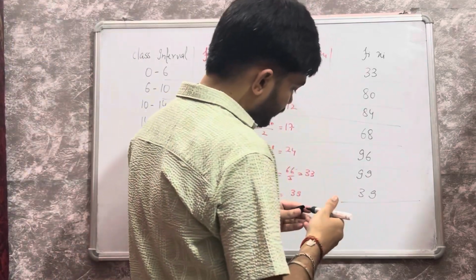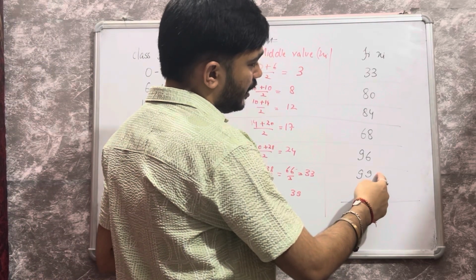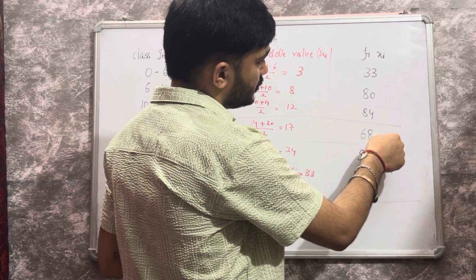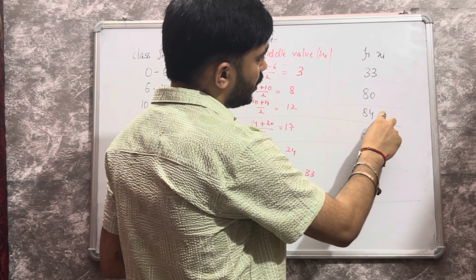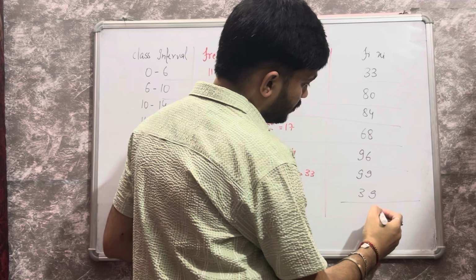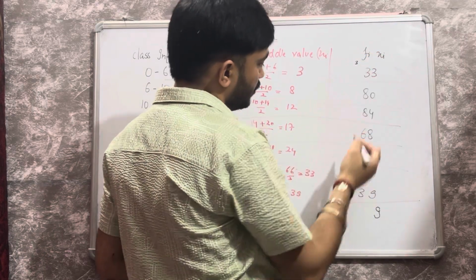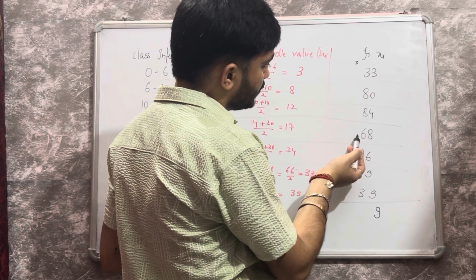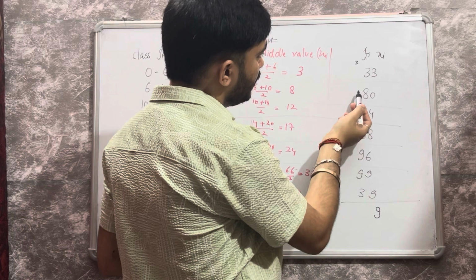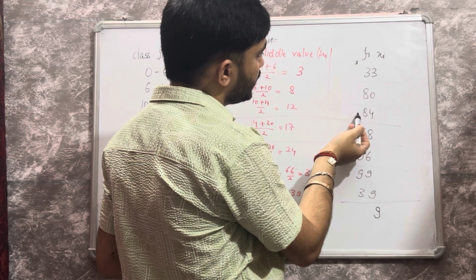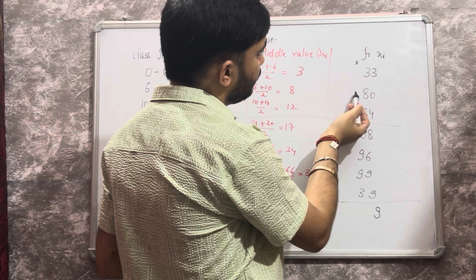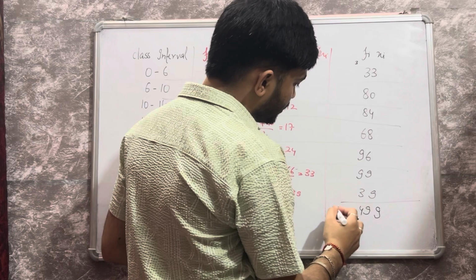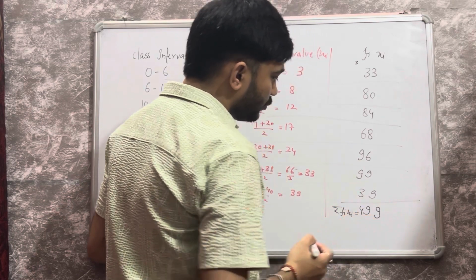Now let us look here. 33 plus 80 is 113, 113 plus 84 is 197, 197 plus 68 is 265, 265 plus 96 is 361, 361 plus 99 is 460, 460 plus 39 is 499. So our summation of Fi Xi is equal to 499.